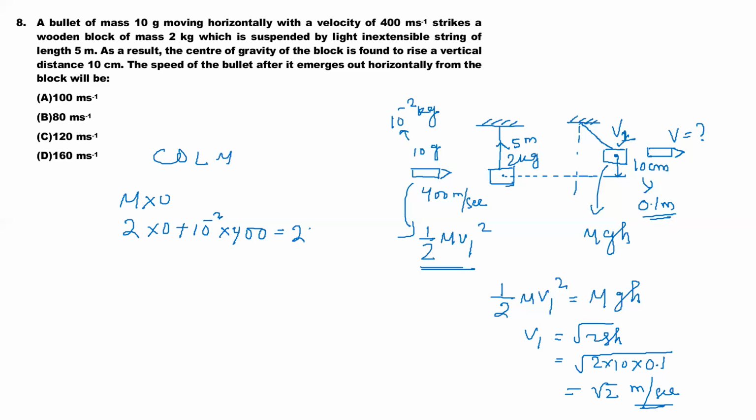2 into mv, 2 into velocity of the block is root 2, just now it was derived, plus the velocity of the bullet. Mass of the bullet is 10 to the minus 2 into v. We want to find this v, the velocity of the bullet after collision. By solving this, we get 0 equals 10 to the minus 2 into 400 minus 2 root 2 plus 10 to the minus 2 v. If I solve, student, then I get v is equal to 4 minus 2 root 2 divided by 0.01.